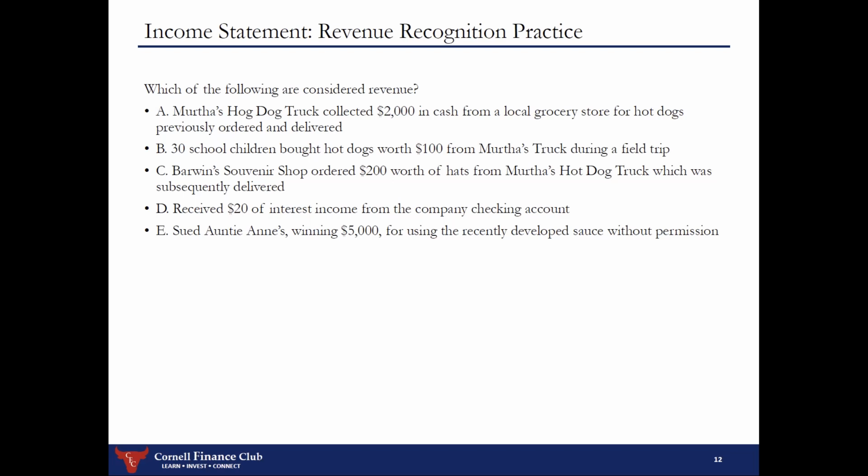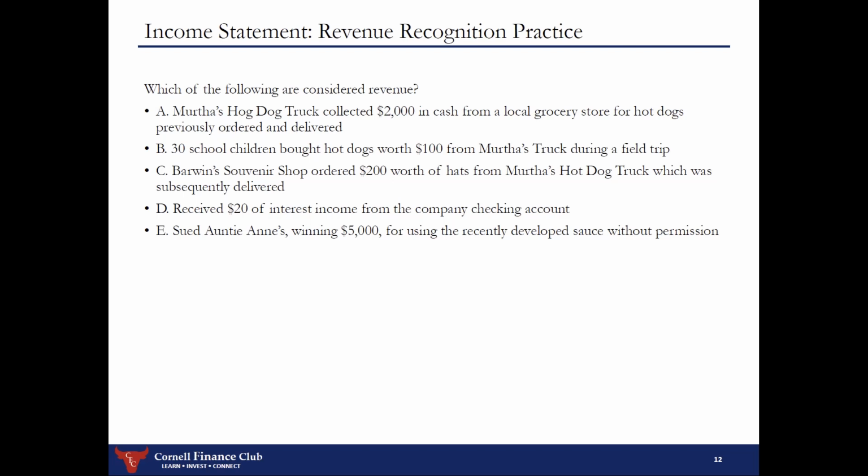So basically, A, Murta's hot dog truck collected $2,000 in cash from a local grocery store for hot dogs previously ordered and delivered. So this is not revenue because cash collection does not mean revenue. They recognize revenue when they delivered them because they ordered it and they delivered. But this is just $2,000 in cash afterwards. So this gets talked about more on the balance sheet, but basically it was probably bought on account and they received $2,000 from it at a later date.